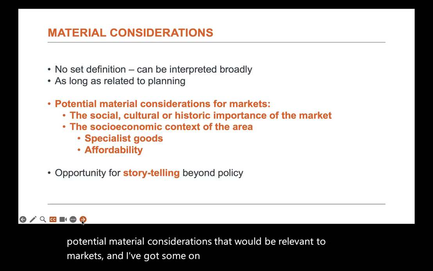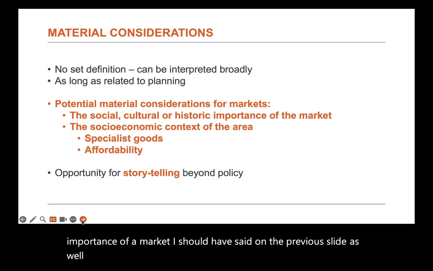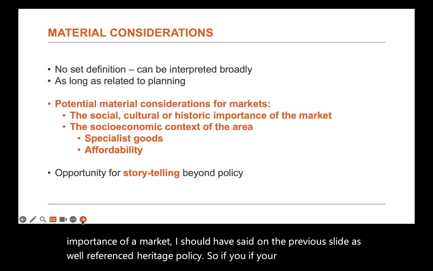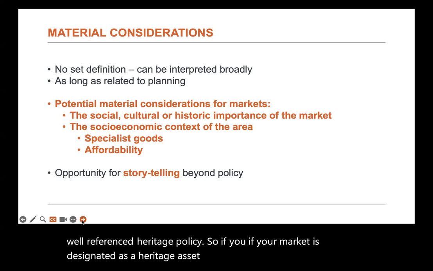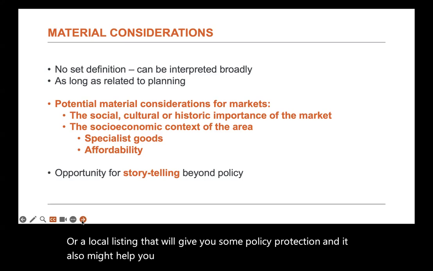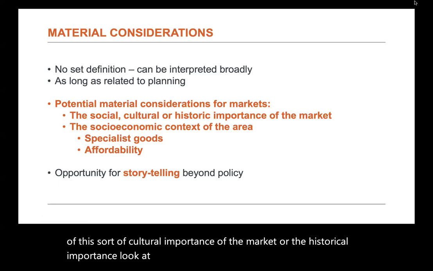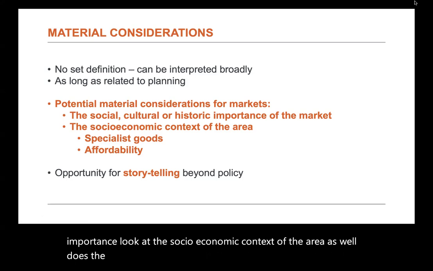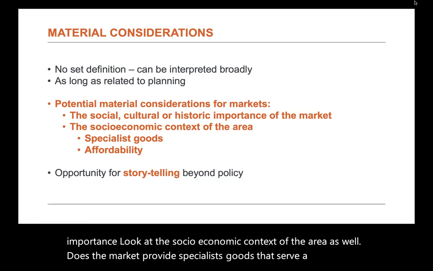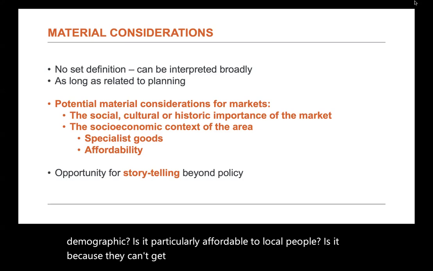So the social, cultural, or historic importance of a market. I should have said on the previous slide as well, it referenced heritage policy. So if your market is designated as a heritage asset, either as a listed one or a local listing, that will give you some policy protection, and it also might help you paint this material consideration social picture of the cultural importance of the market or the historical importance. Look at the socio-economic context of the area as well. Does the market provide specialist goods that serve a particular demographic? Is it particularly affordable to local people? Is it goods that they can't get elsewhere, or is it stuff they can't afford elsewhere?